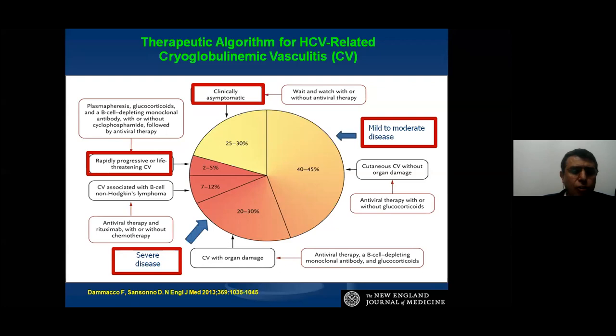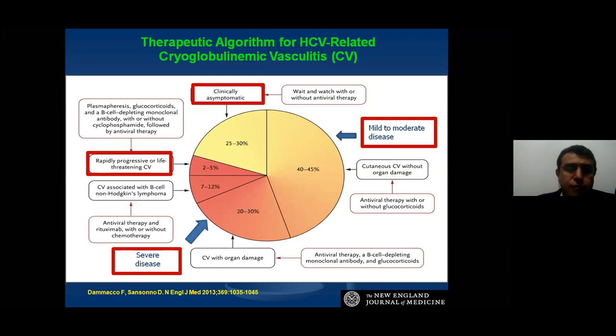And in rapidly progressive or life-threatening conditions such as cryovasculitis with non-Hodgkin lymphoma: antiviral, rituximab, plus or minus chemotherapy. While if you have rapidly progressive renal failure and others: plasmapheresis, pulses of steroids, B cell depleting monoclonal antibodies with or without cyclophosphamide, followed by antiviral therapy. This was previously, because this paper was in the era of interferon, but nowadays this concept has changed.